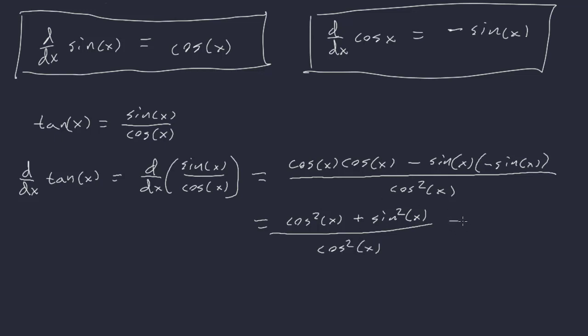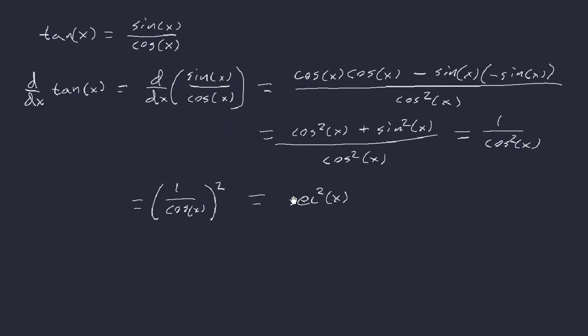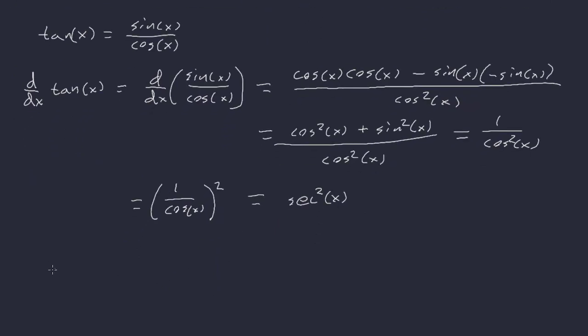Well, sine squared plus cosine squared is going to be 1. So we have 1 over cosine squared x, also known as, well, 1 over cosine is secant, so 1 over cosine squared, well, we could write it like this. Right? This is going to be secant squared x. Okay. So there's our derivative for tangent is secant squared x.